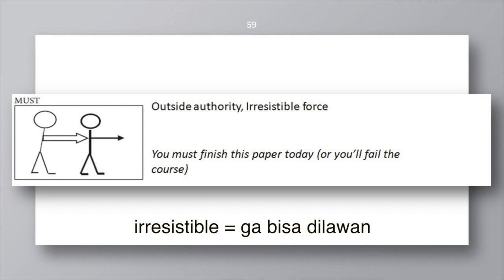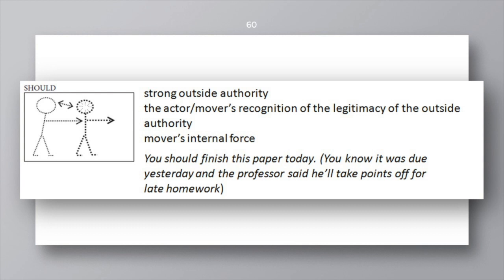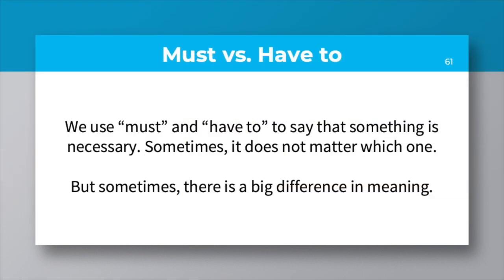Must is an outside authority, an irresistible force, while should is a strong outside authority and the actor or mover's recognition of the legitimacy of the outside authority. Simply saying, when we talk about must, it means that it's a very strong power coming from outside of the speaker, while should is basically you're telling the other person that the idea is a good thing to do. Meanwhile, we use must and have to say that something is necessary.